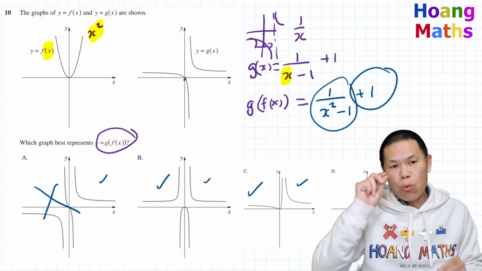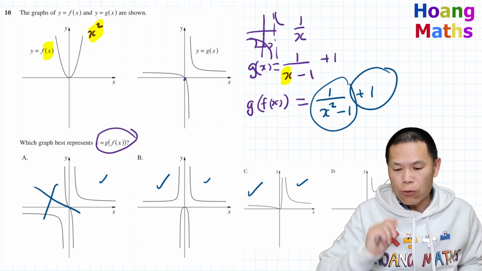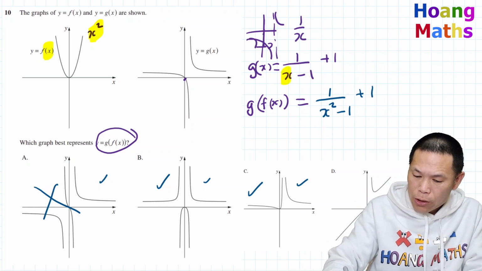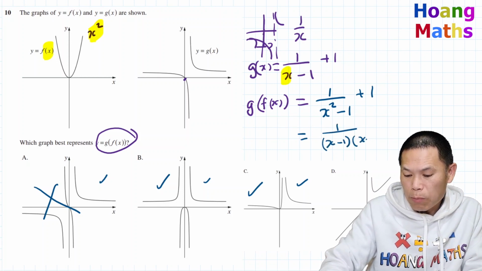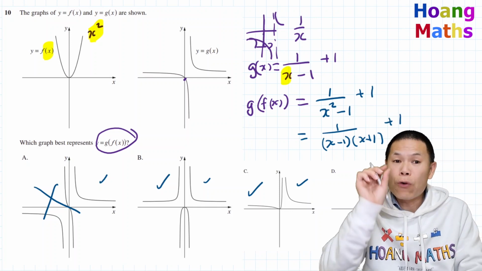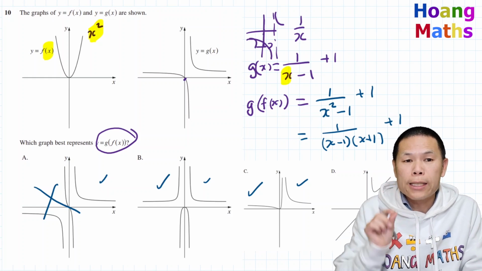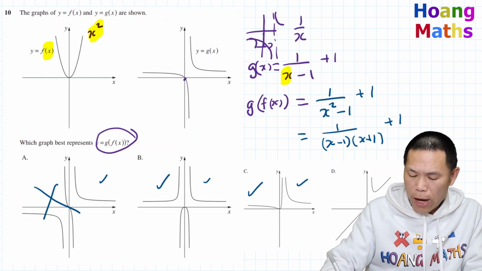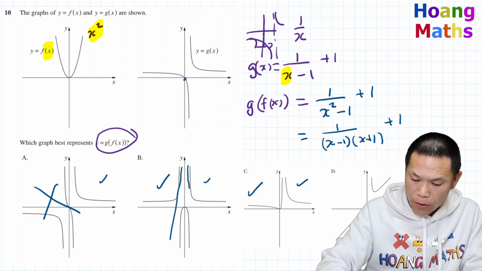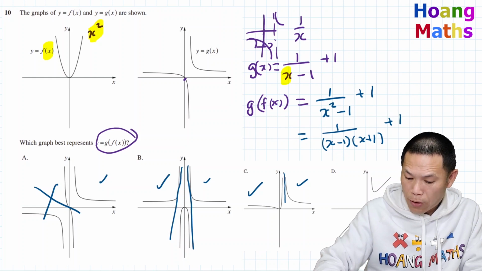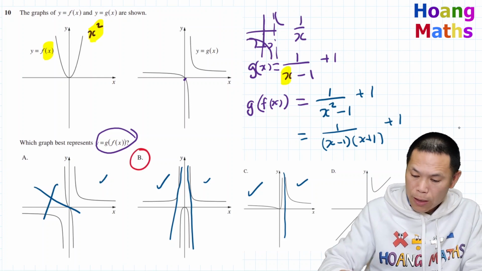And now, x squared minus 1 is a difference of 2 squares, right? So we can factorize this. So let me clear this. So this is exactly the same as 1 over x minus 1, x plus 1, and we add 1. So therefore, for the vertical asymptote, in other words, x cannot be equal to negative 1 or x cannot be equal to 1. So the vertical asymptotes are 1 and negative 1. So therefore, it's here. This has vertical asymptotes, and this one has only 1. So therefore, the answer should be B.